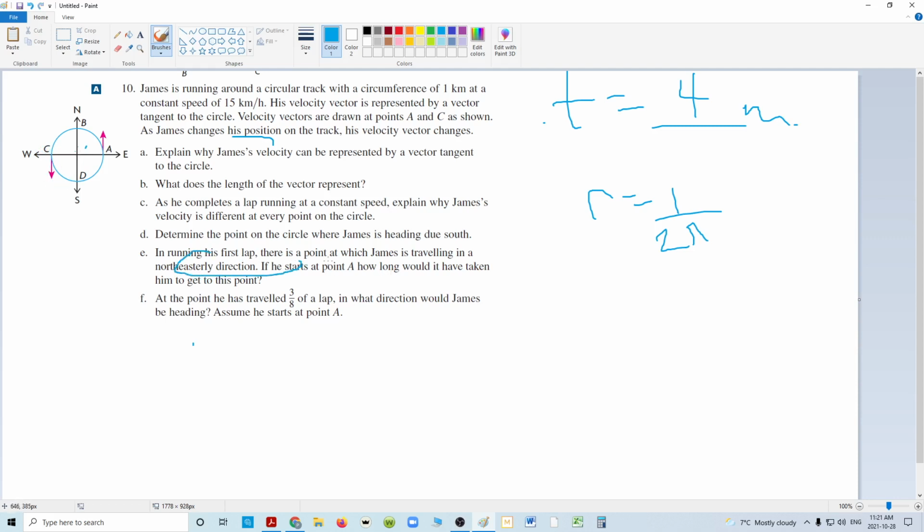In running his first lap, there's a point at which James is traveling in a northeasterly direction. So northeast is that way. Here's a good way to do it. So we know that's northeast, right? And now I'm just going to move that and figure out where that would make a good tangent. It's right there. I didn't quite get my northeast right, but it's clear that at this point here is when he's heading northeast.